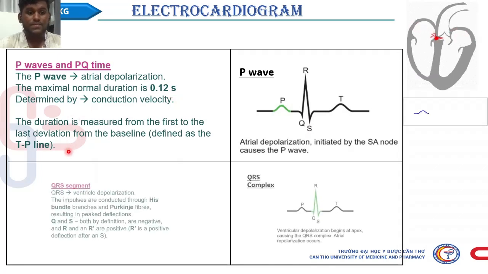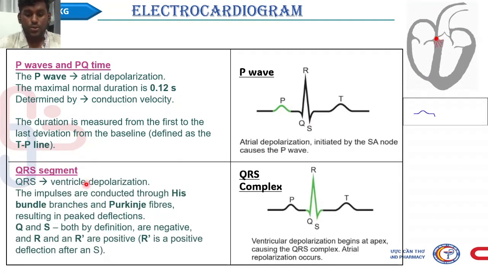QRS complex. The QRS complex is a series of three waves: Q, R, and S. Significance: it represents ventricular depolarization, which is the electrical activity of the ventricles as they contract to pump blood out of the heart. Normally, the duration of the QRS complex is less than 0.12 seconds.